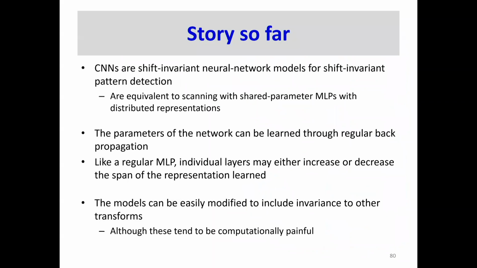Nobody really does it. So adding this, the parameters of the network we saw can be trained through regular backpropagation. And the models can also be easily modified to include invariants to other transforms, although these tend to be computationally horrible. And so it's not a recommended strategy. Right?